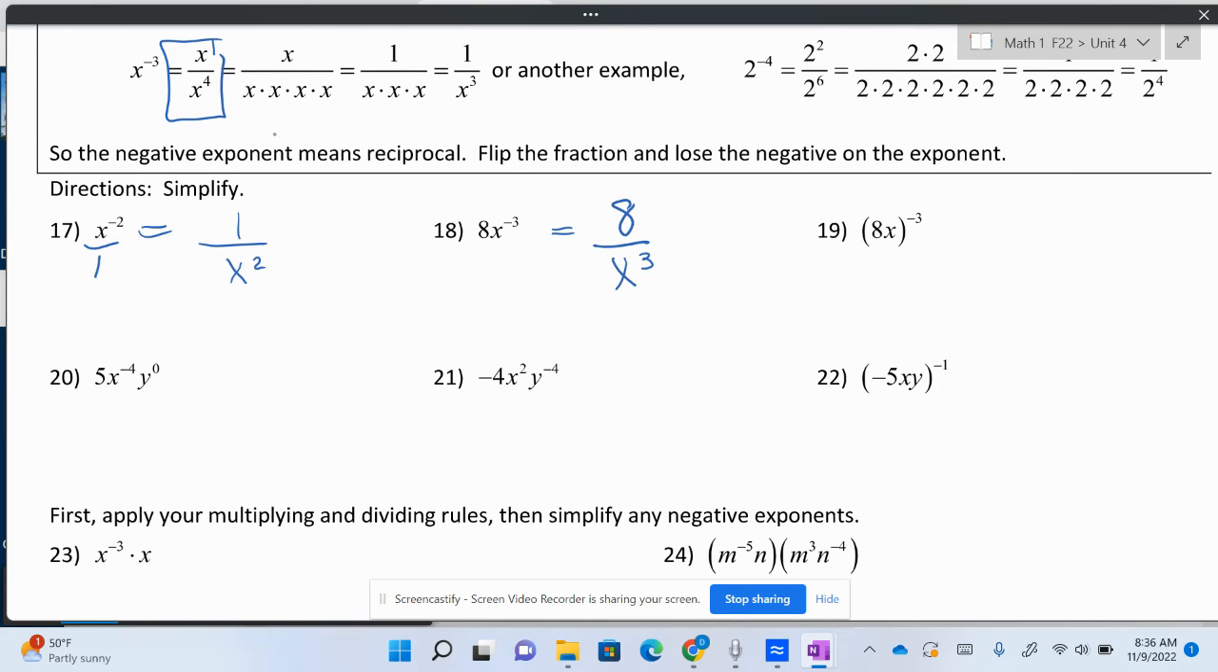When I look at number 9, this whole thing is unhappy. The whole thing is fussy. So I need to put a 1, because remember, this is over 1, right? So I'm going to reciprocate it.